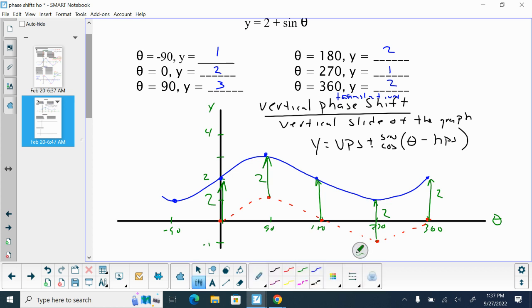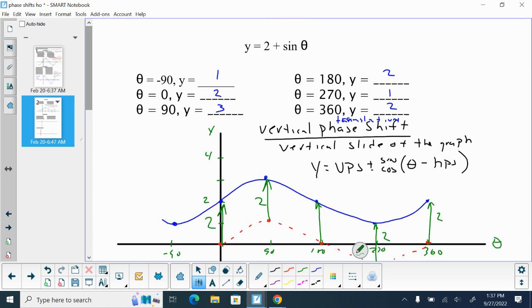What we'll be doing tomorrow is combining the amplitude and period in there also and changing that. But for right now, we're keeping it very basic. My B value is still 1. My A value is 1. So the amplitude is equal to 1. The period is equal to 360 divided by 1, or 360 degrees.